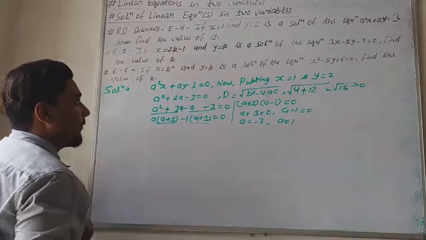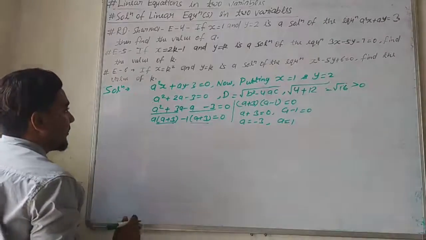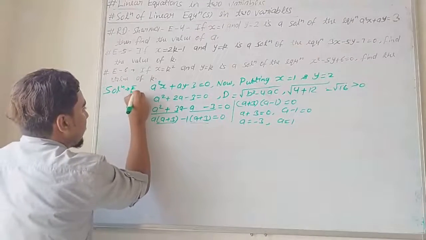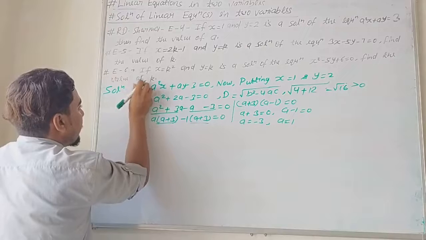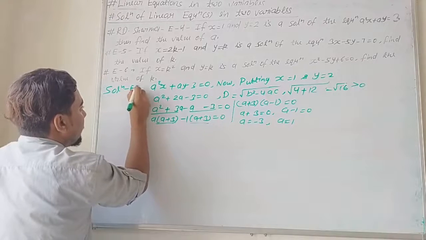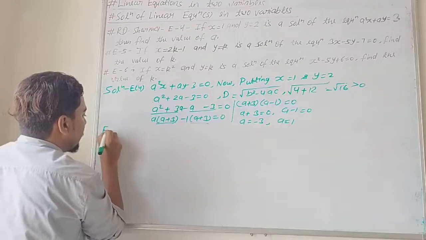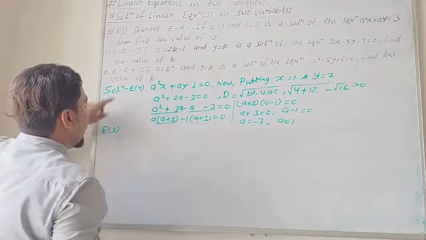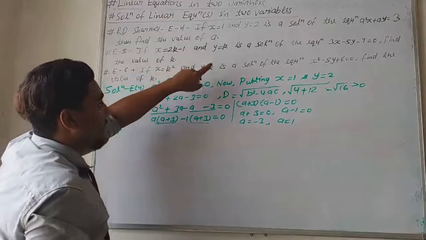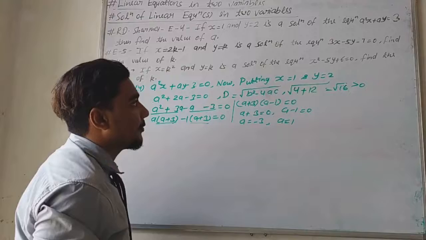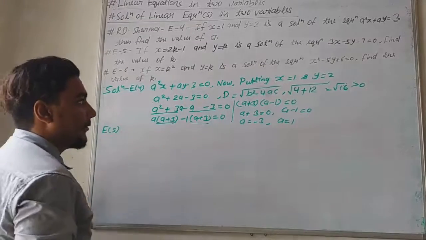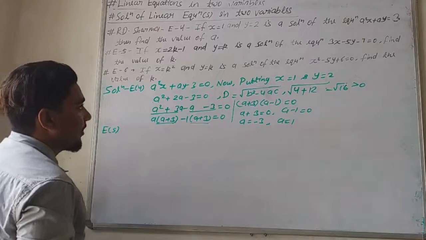What we get, two values of a. So question ends here. Example number 4 solution. Example number 4. Next we do example number 5. If x equal to 2k minus 1 and y equal to k is a solution of the equation 3x minus 5y minus 7 equal to 0, find the value of k.